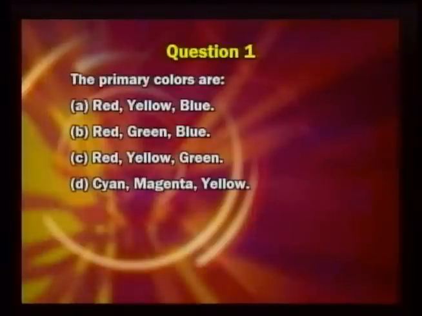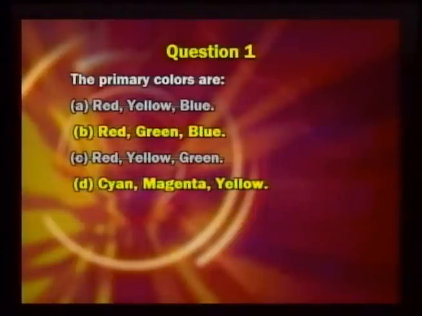B and D. Any other opinions? Yay! B and D are correct. Red, green, and blue are the primary colors for light, and cyan, magenta, and yellow are the primary colors for pigments. Okay, moving on to question 2.